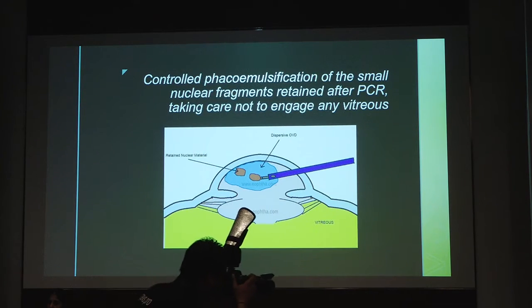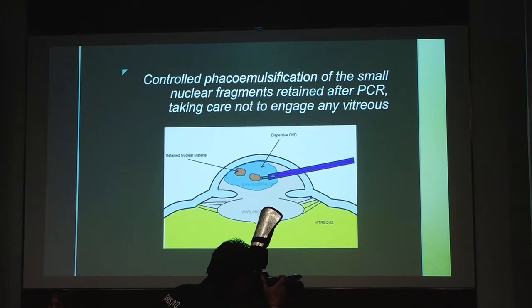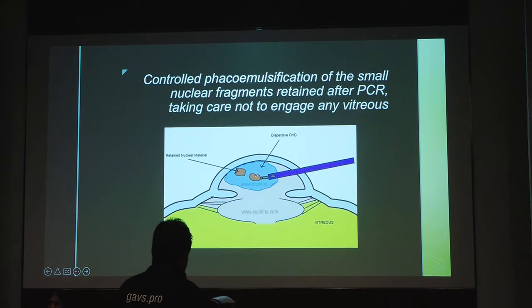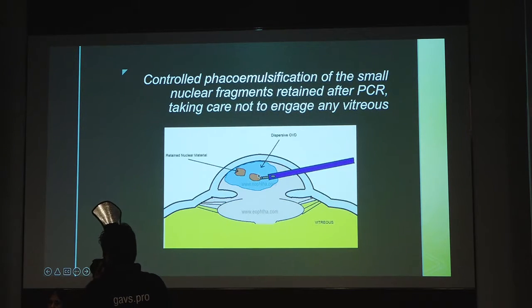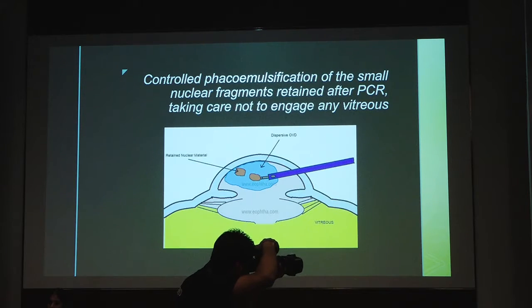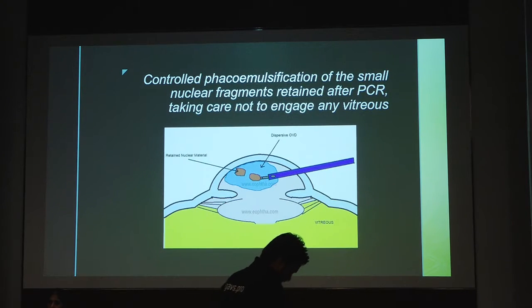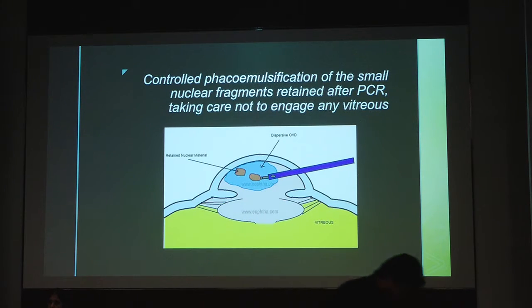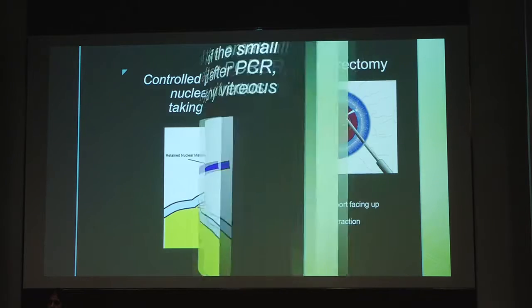This is another diagrammatic representation where you can see you have used a dispersive viscoelastic around the area where the small fragments are, and you just do a very gentle phaco. You can even do a dry phaco. For the very small remnants, you can stop the infusion if you do a dry phaco. In that case, you don't enlarge the PCR and you don't allow the nucleus fragments to drop.